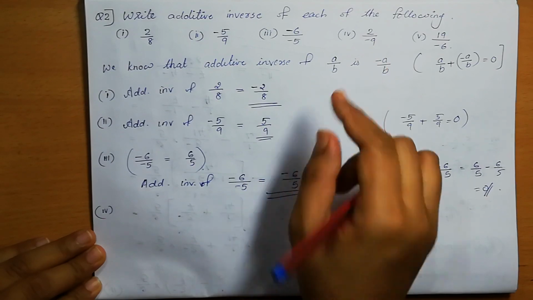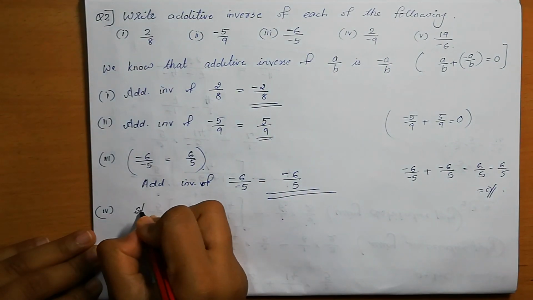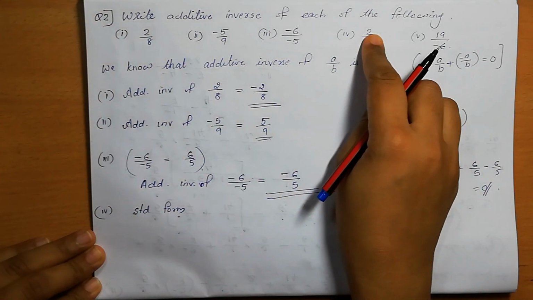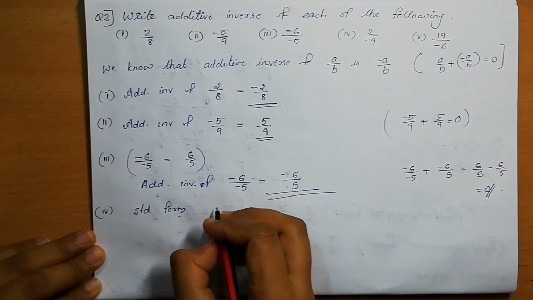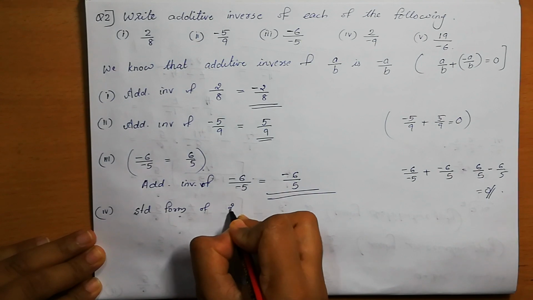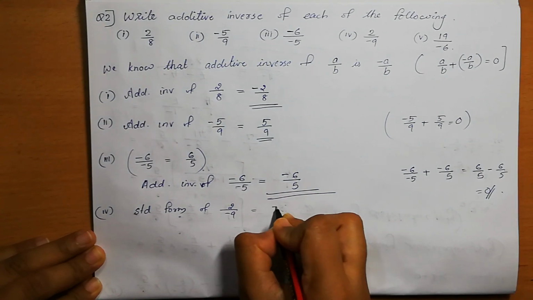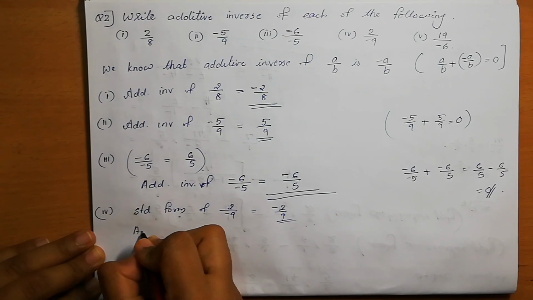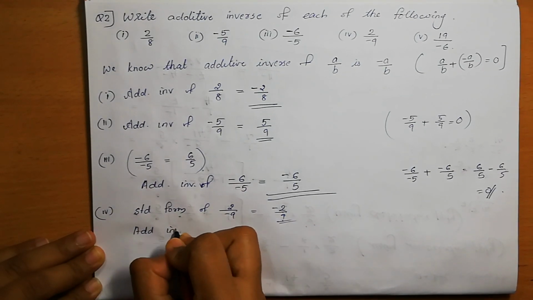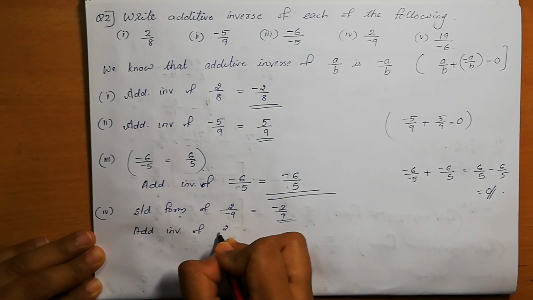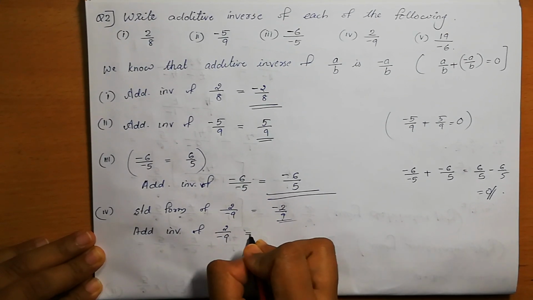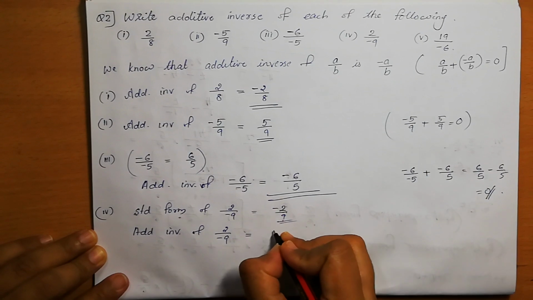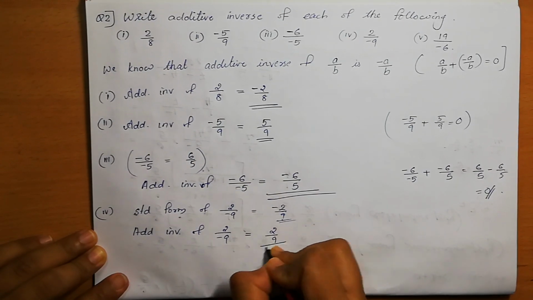2 by minus 9 means what is the standard form of? Standard form means what we need to do? The minus we should always write in the numerator. Correct. Here the standard form of 2 by minus 9 equal to what? Minus 2 by 9. Correct. This is a standard form. So we can write additive inverse of 2 by minus 9 equal to, minus is already there. No need to put the minus, right? So additive inverse is 2 by 9.